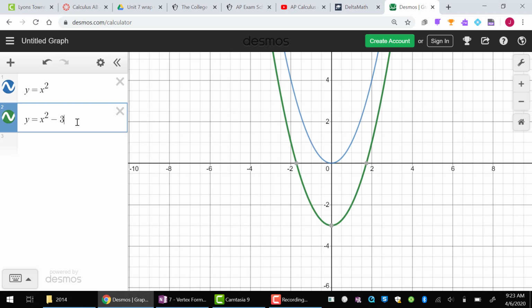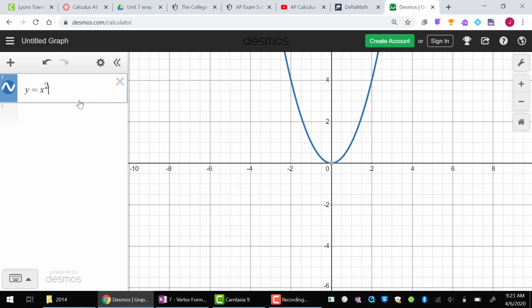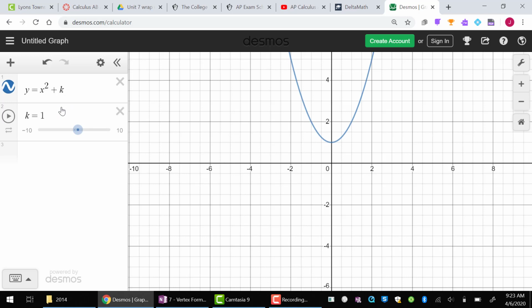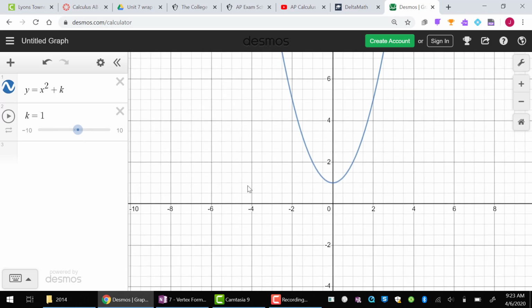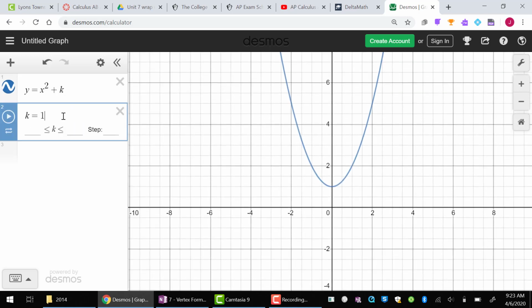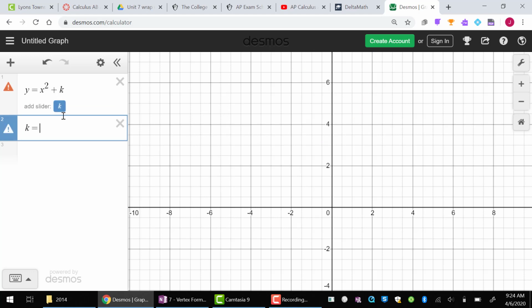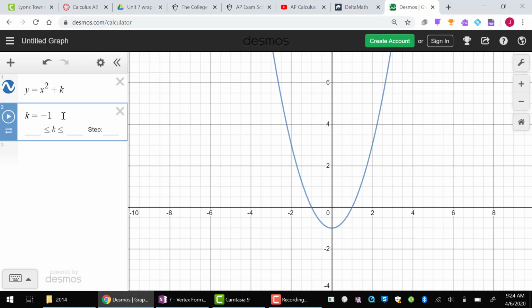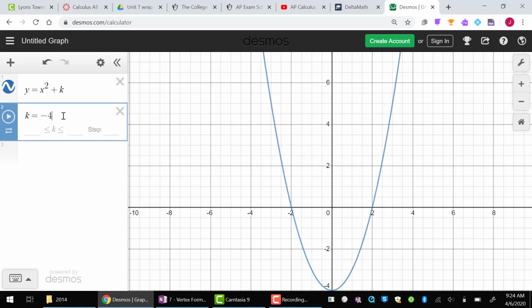And I can illustrate this all by simply adding kind of this generic constant. I'll call it k. And I'll add a slider here on Desmos. And what this is going to allow me to do is I can actually make k any value I want. X squared plus 9, x squared plus 5, x squared plus 3. X squared minus 1 will make k equal to negative 1. Or x squared minus 4. Make k equal to negative 4.